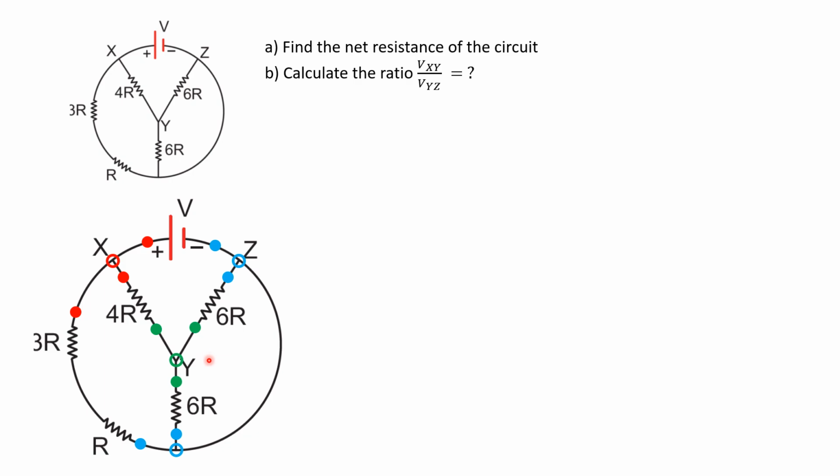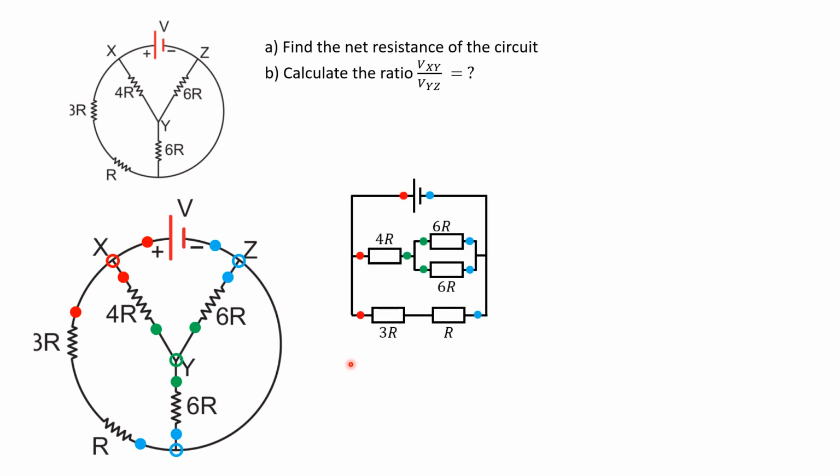Now let's look at the Y point. Y point is just a kind of orphan here. Y is connected to 6R, 4R, and 6R. So now we know which connections share the same points. Well, let's redraw this circuit. The equivalent to this circuit is going to be this one. Why? Because the 4R and 3R have to share the same point, which I do in this diagram.